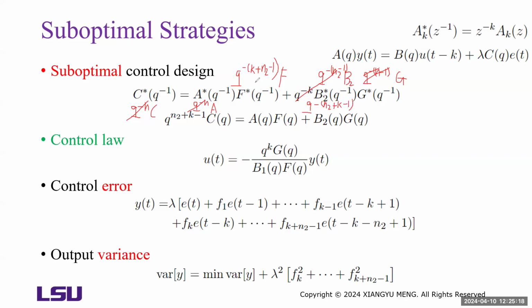Next, let's multiply q^(n2 plus k minus 1) on both sides of the equation. So here we have the q^(n2 plus k minus 1) times C. And this is gone, it will be A times F. And this is gone, we have B2 times G.